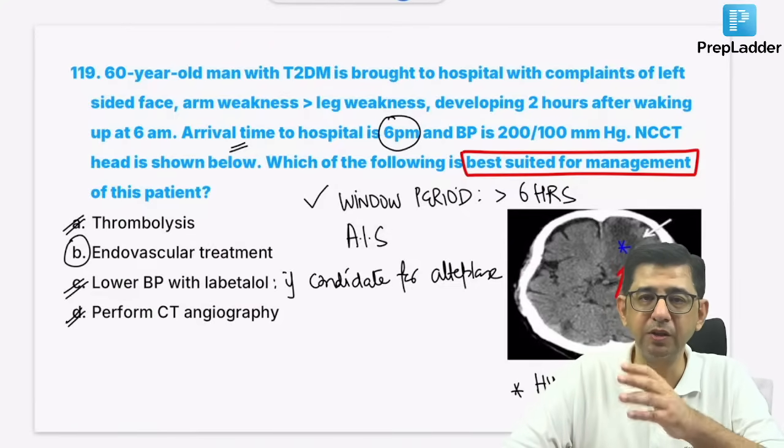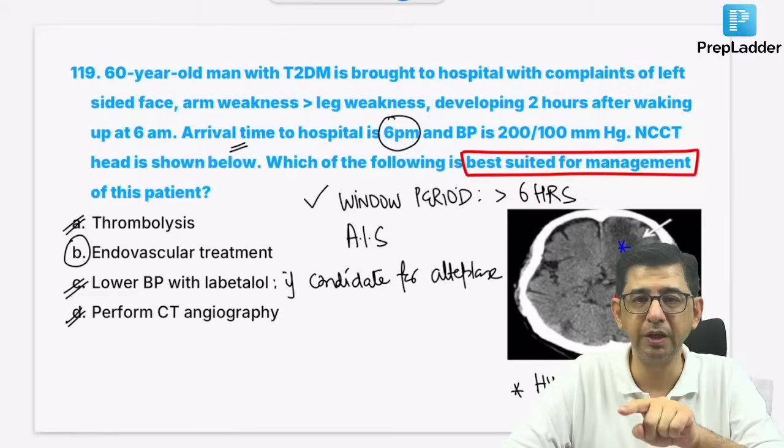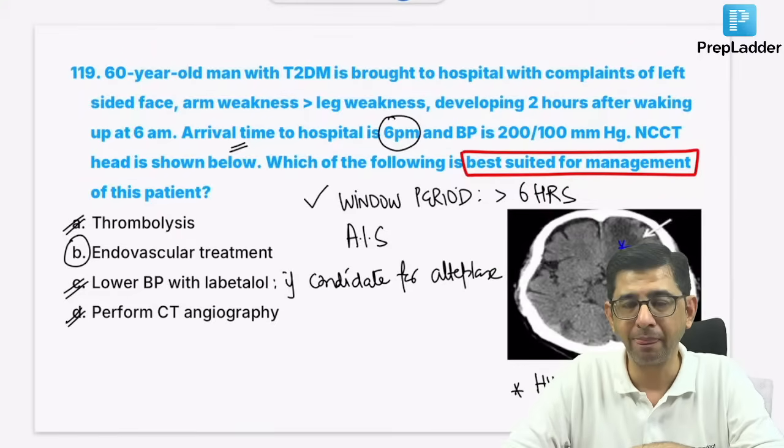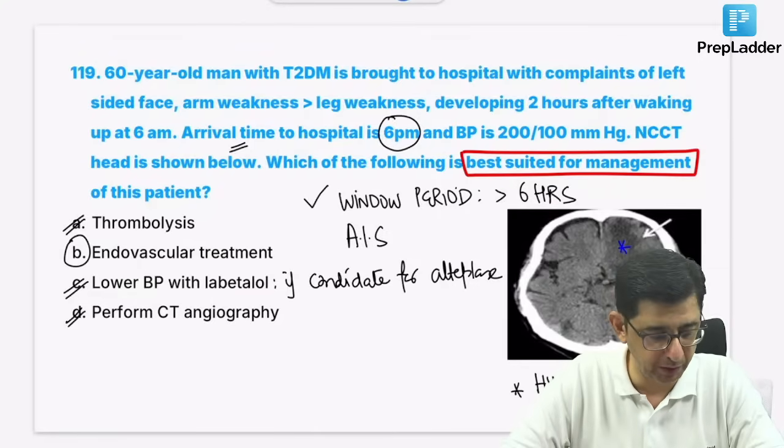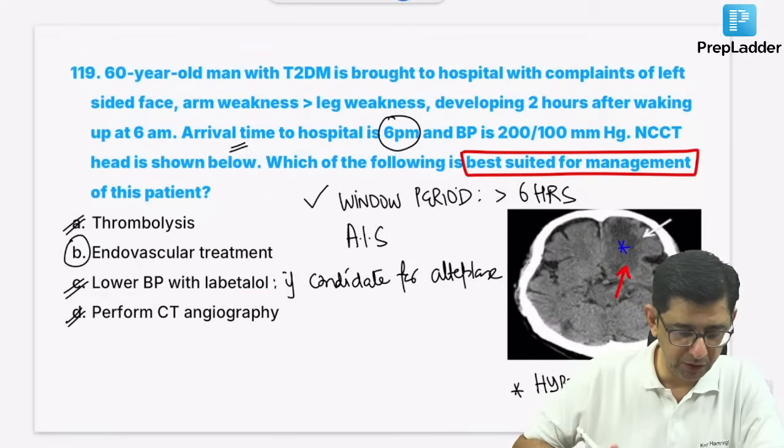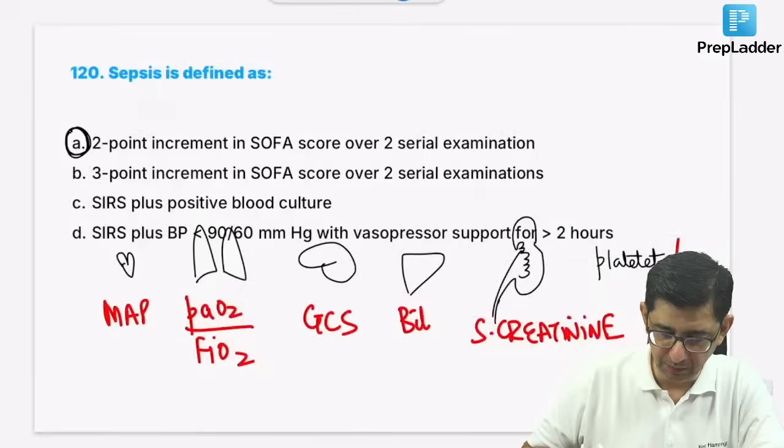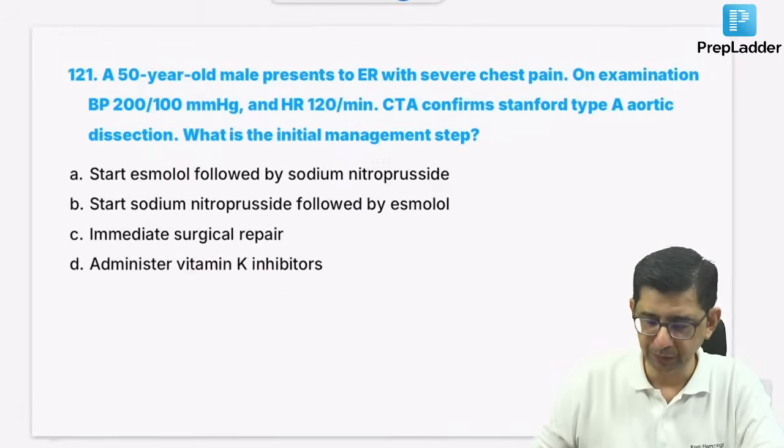And as I said, after 6 hours, the more important study is not a CT angiography, it is CT perfusion. And then subsequently, we will have to best manage the patient by doing a thrombectomy. Okay. So we are sorted for this one, guys, and moving to 121.